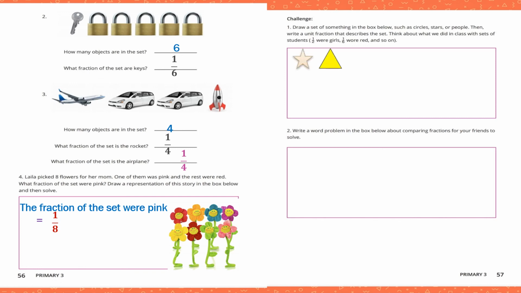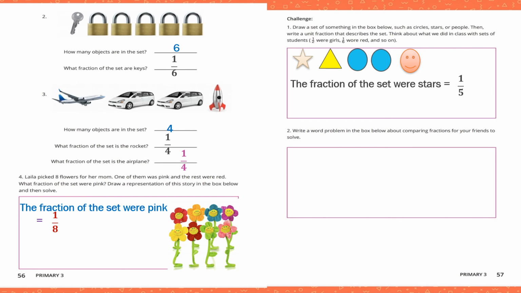Okay, so here we have some stars and some other shapes. Okay, we want to know what fraction of the set were stars. How many stars do we have? Just one. One out of what? 1 out of 5. So it's 1 over 5.